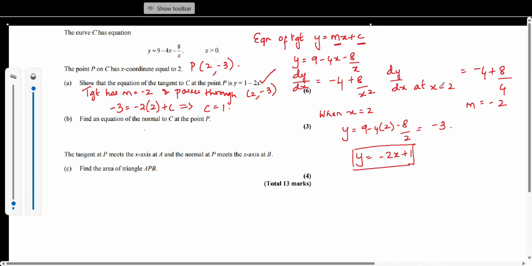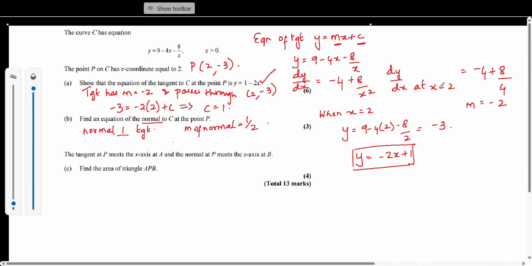Find the equation of the normal to C at the point P. Now normal is a line which by definition is perpendicular to the tangent. And it is common knowledge that the gradients of two perpendicular lines always multiply to minus 1. So if tangent has a gradient of minus 2, the normal's gradient should be the negative reciprocal, which is half.